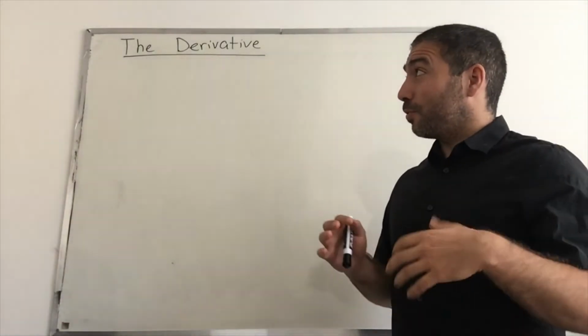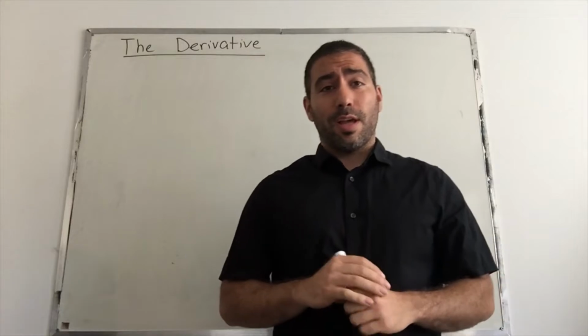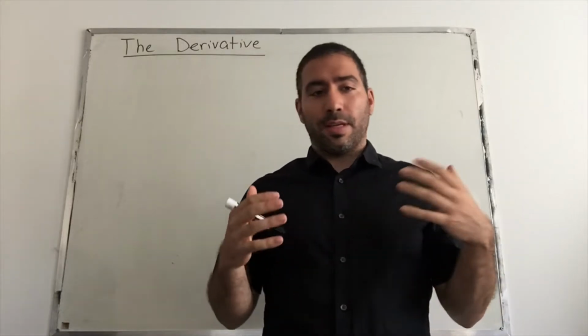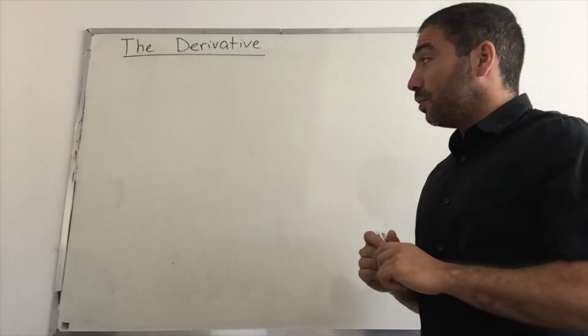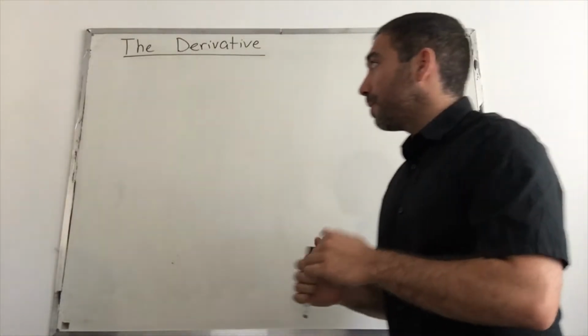Today we're going to learn one of the most important notions of Cal 1, and we're going to build it from the idea or the notion of a rate of change. So let's take a look at this graphically and get some intuition.